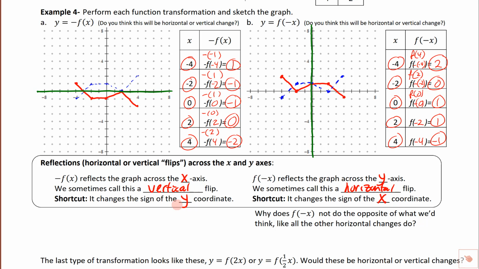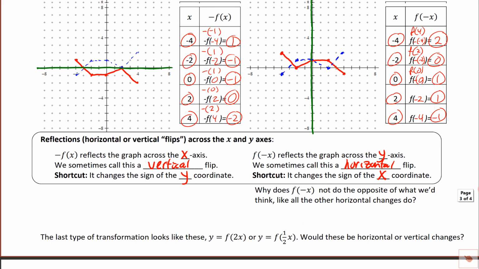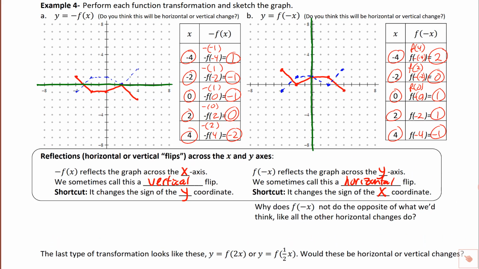Now, I do have a quick question for you. This is kind of a tough thought question, but I want you to think about this for just a second. Why does f of negative x not do the opposite of what we'd think, just like all the other horizontal changes do? So normally when we change something inside the parentheses, change the x before the function makes the shape, it does the opposite of what we'd think. And this one does exactly what you'd think. You multiply by a negative, well, it changes every x for a negative x. It flips that back and forth. Okay, so why is that?